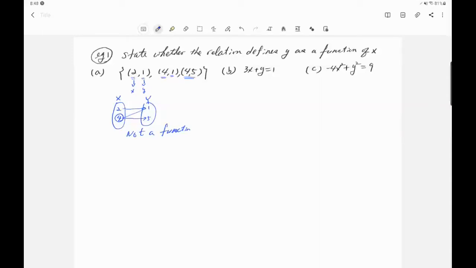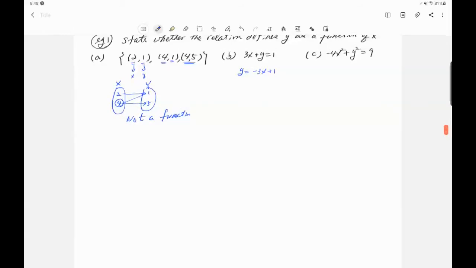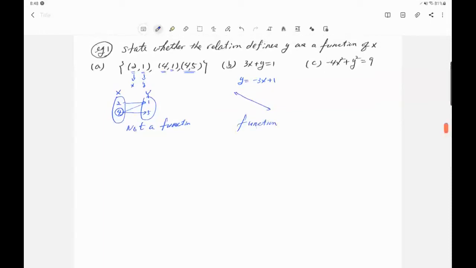Okay, next one. For this, if we rewrite it, then y equals negative 3x plus 1. Isn't this a linear equation? A linear equation is a straight line, right? So for each input x, there is only one output, right? The graph looks like this, right? So, of course, this is a function.